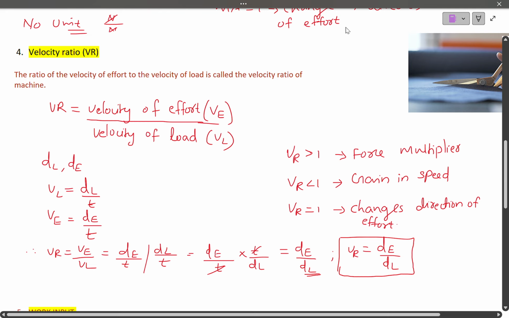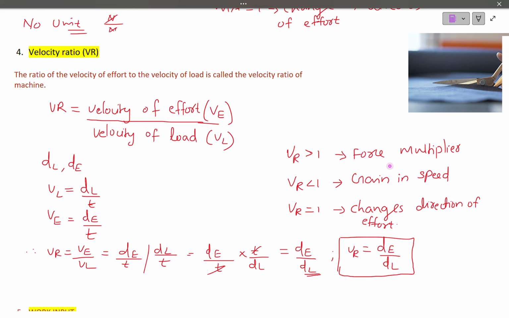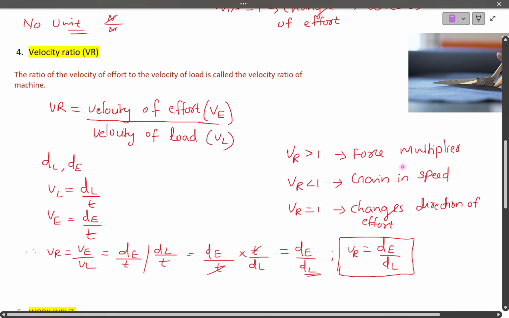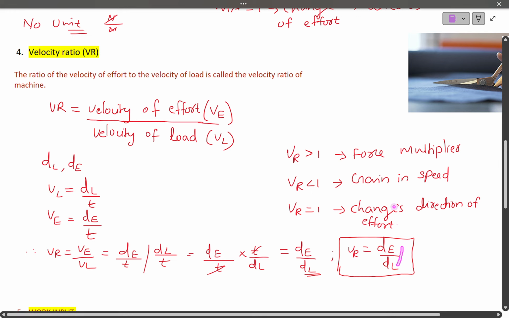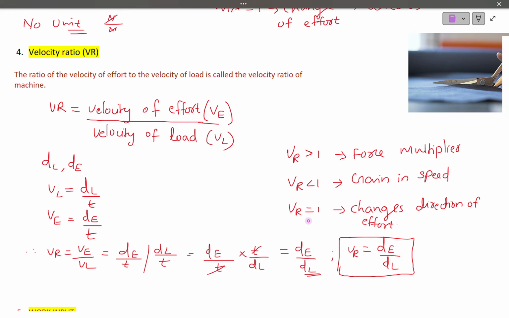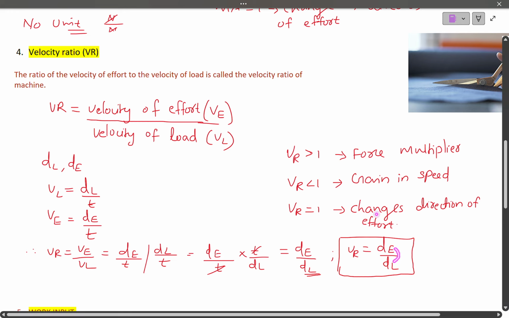These are the three possible values for velocity ratio. First, it can be greater than 1. That means dE greater than dL. It acts as a force multiplier. The second value, VR can be less than 1. Less than 1 means dL greater than dE. That means it can be used as gain in speed. The third, velocity ratio can be equal to 1. That means dE and dL both are equal. It can be used to change the direction of effort.